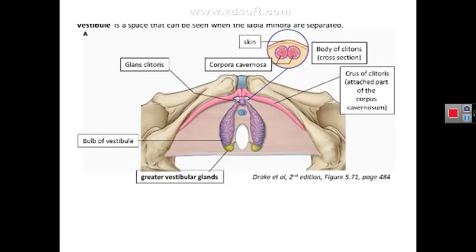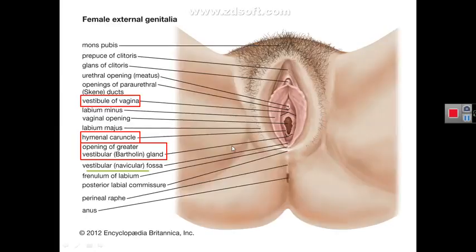And also parts of the external genitalia of female include the great vestibular glands or Bartholin glands that lie in the posterior end of the bulb of vestibule. And I think we said that the opening of these glands is in the cleft between the vestibule and the labia minora.